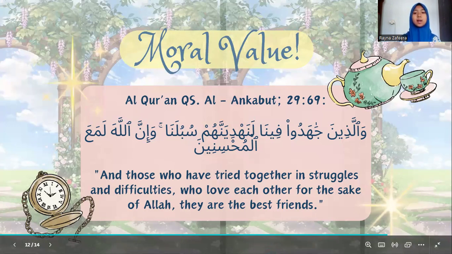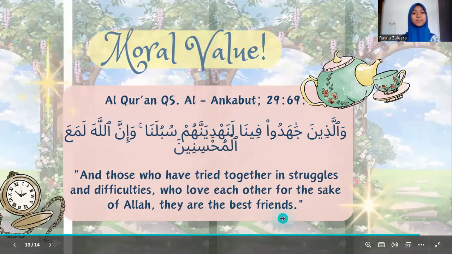Quran Surah Al-Ankabut verse 69. A'udzu billahi minasyaitonir rajim. Bismillahirrahmanirrahim. Wallazina jahaddu fina lanahdiyanahum subulana wa innallaha lama'al muhsinin. Sadaqallahul azim. And those who have tried together in struggles and difficulties, who love each other for the sake of Allah, they are the best friends.